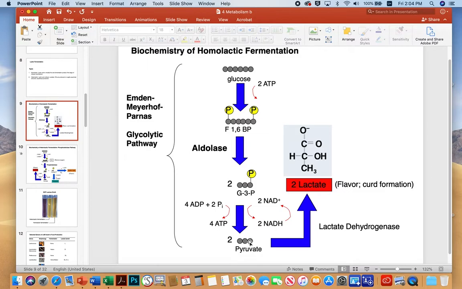Pyruvate, in this example, picks up these electrons given to it by lactate dehydrogenase. Again, lactate dehydrogenase will pull electrons off of NADH, stick them onto pyruvate, and give us lactate, which is our major flavoring agent in cheese production, and it also helps form the curds. The acidity helps form the curds.